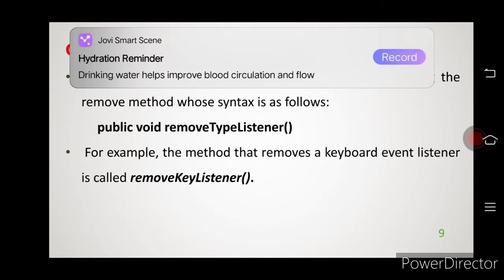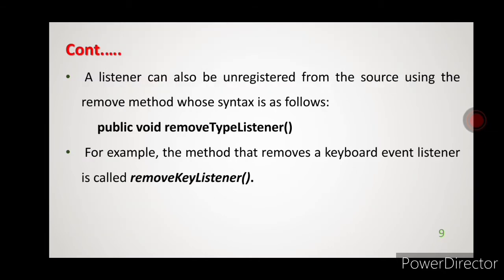However, if we registered to listen for an event, we can unregister by using public void removeTypeListener. As I told, a method that removes a keyboard event listener we can call removeKeyListener. For a keyboard event listener we can use removeKeyListener.